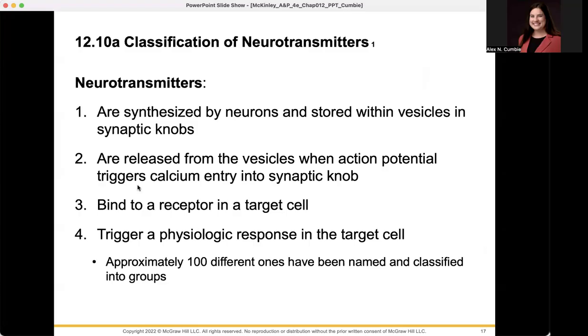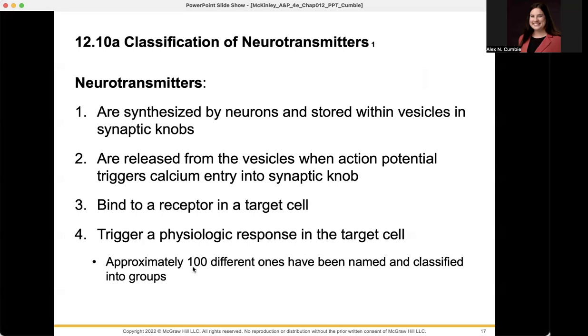So when we have action potential triggers like calcium entry into the synaptic knob, remember when we were learning about muscle contraction and what happens at the neuromuscular junction, in order for the synaptic vesicles to release their neurotransmitter, calcium has to enter into the synaptic knob. This is creating an action potential. And we know that calcium binds to the synaptic vesicles, and that's what's going to actually release the neurotransmitter. The neurotransmitter goes to a target cell, another cell, attaches to those receptors, and triggers a response in the target cell.